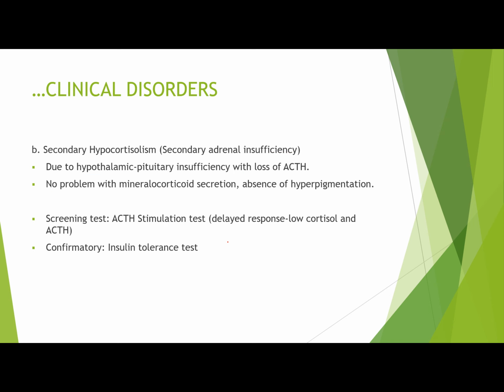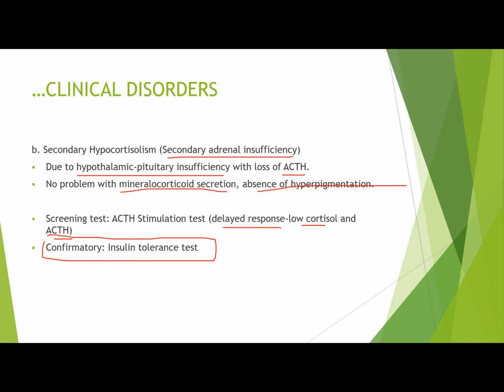Then we have your secondary hypocortisolism. This is characterized by secondary adrenal insufficiency. This is due to hypothalamic pituitary insufficiency with loss of ACTH. No problem with mineralocorticoids secretion, absence of hyperpigmentation. Screening test is the ACTH stimulation test. There would be a delayed response class, low cortisol and ACTH. Confirmatory is again insulin tolerance test.